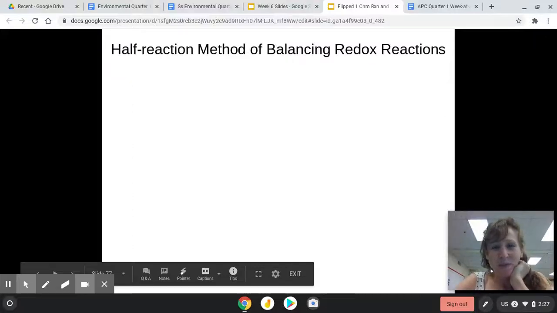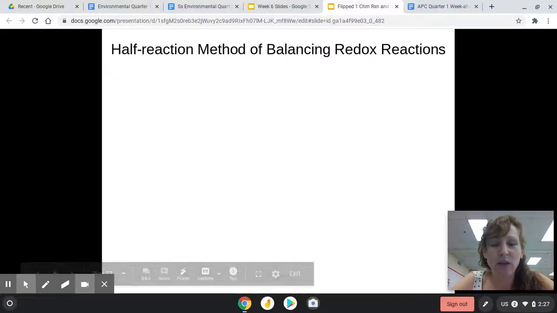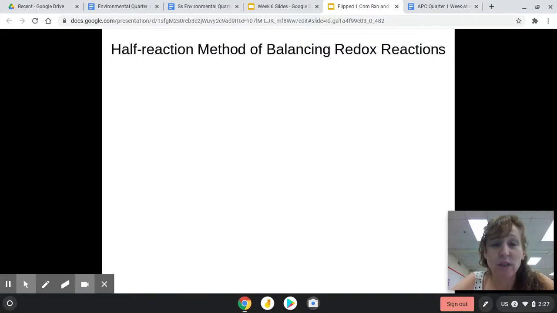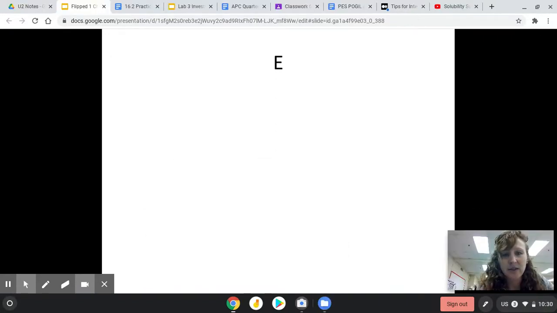Hey, AP Chem. So we're going to continue here with oxidation reduction reactions. This is the last section in chapter 4 that we need to cover. And we're going to start by talking about cell potentials and then go into balancing redox reactions that aren't quite as easy to balance. So stay with me. We'll do this one in class together too.